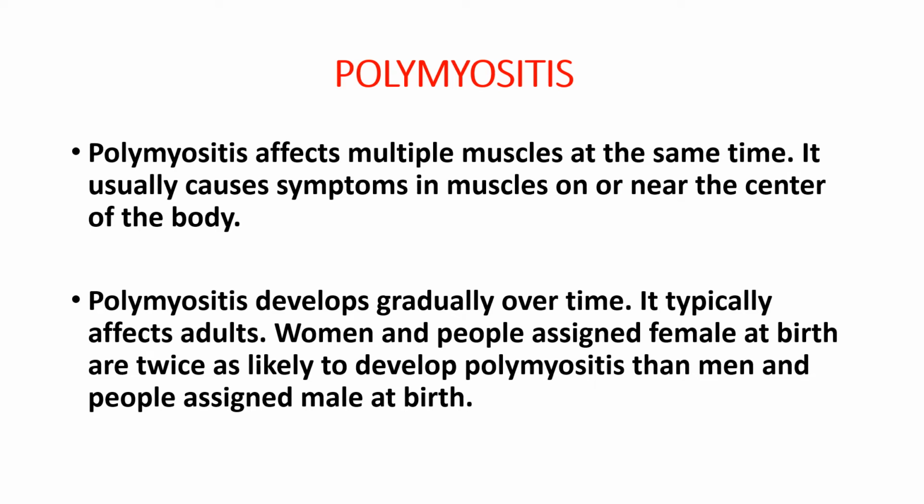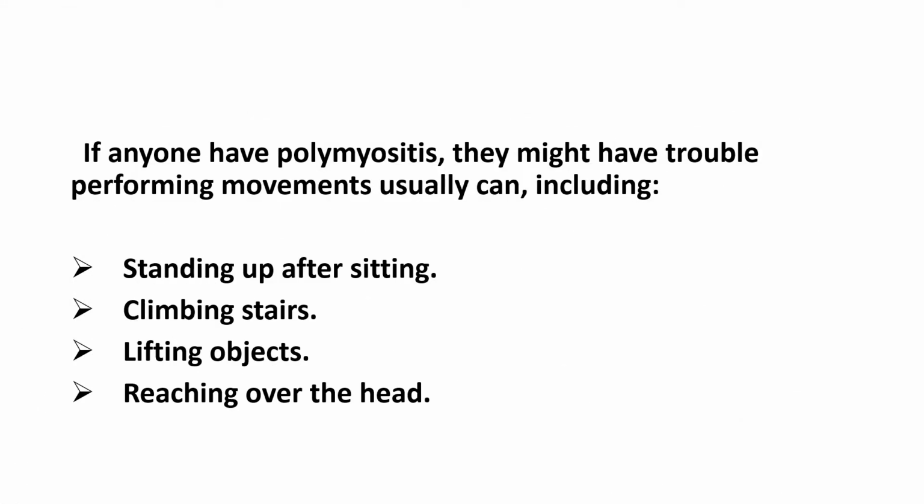What is polymyositis? Polymyositis affects multiple muscles at the same time, and the symptoms usually include weakness in the muscles near the center of the body. It develops gradually over time, and mainly affects adults. Women and people assigned female at birth are twice as likely to develop polymyositis as men. Anyone having polymyositis will have great difficulty performing movements like standing up after sitting, climbing stairs, lifting objects, and reaching over the head.